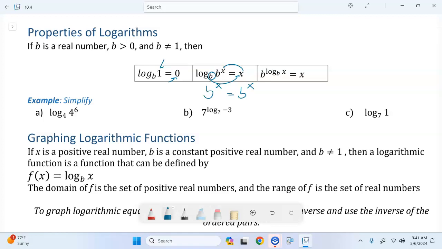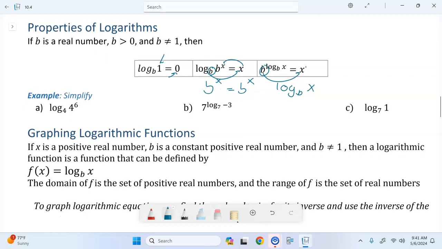If I have an exponential raised to a logarithm where the base of the logarithm is the same as the base of the exponent, then the argument will be equivalent to what the exponential function equals. Because again, I can take this conversion and say I have log base b of x has to equal this exponent, which is log base b of x. They have to be equivalent.